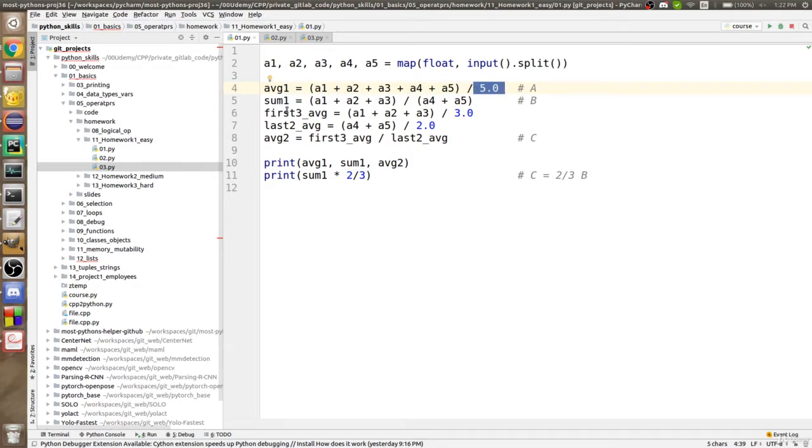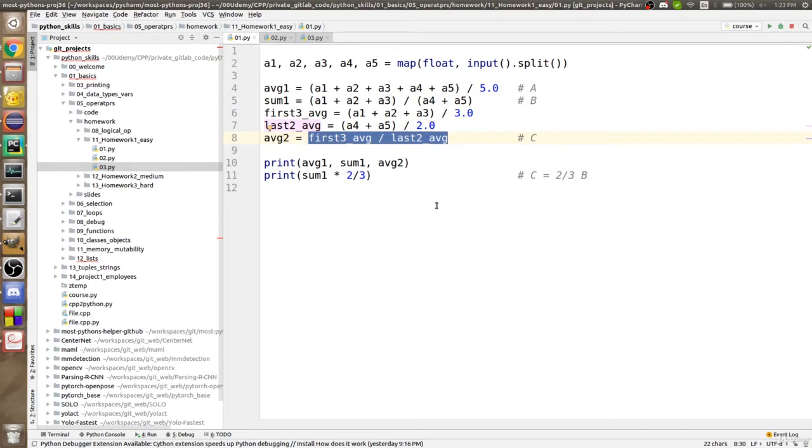Then the sum one here, we just would like to compute it here, which is the value v, the sum of the first 3 numbers divided by the sum of the last 2 numbers. And then the average of the first 3 numbers is dividing them by 3. The average of the last 2 numbers is dividing them by 2. And the overall average here, average 2, is a C value, is 3 over 2.